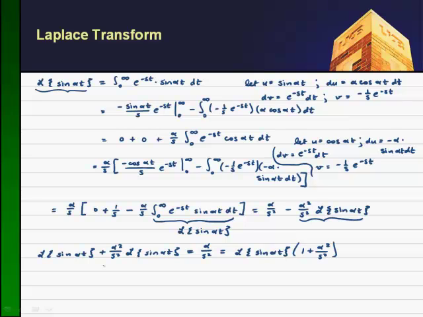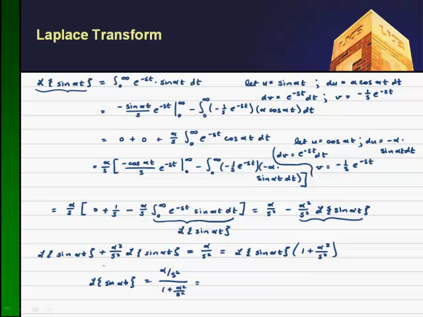And of course, to get the Laplace transform of the sine of alpha t by itself, I'll just divide both sides by 1 plus alpha squared over s squared. So I'll get alpha over s squared divided by 1 plus alpha squared over s squared. So I have a complex fraction. Let's go ahead and see if we can simplify this.